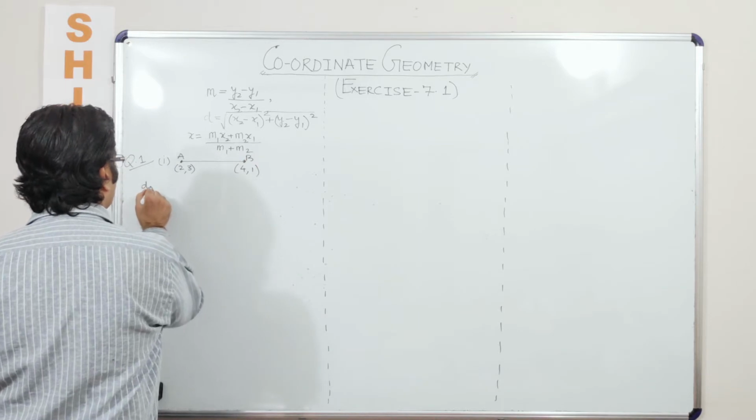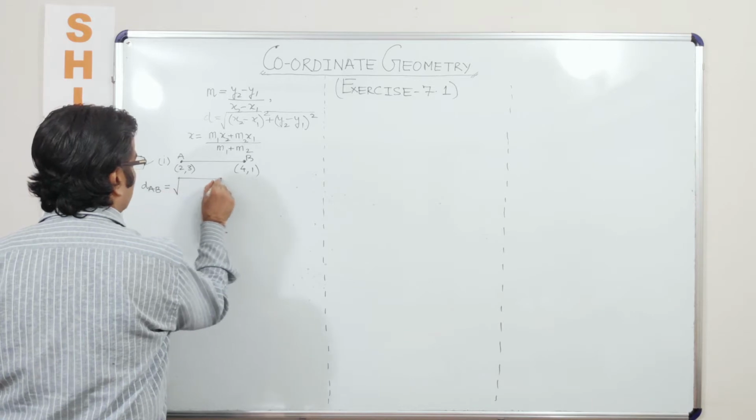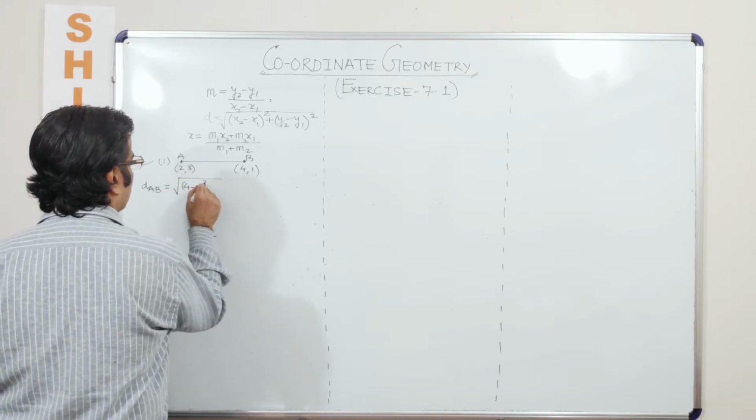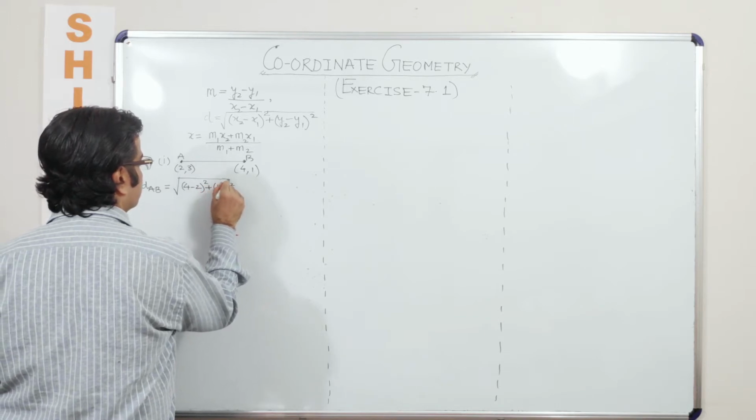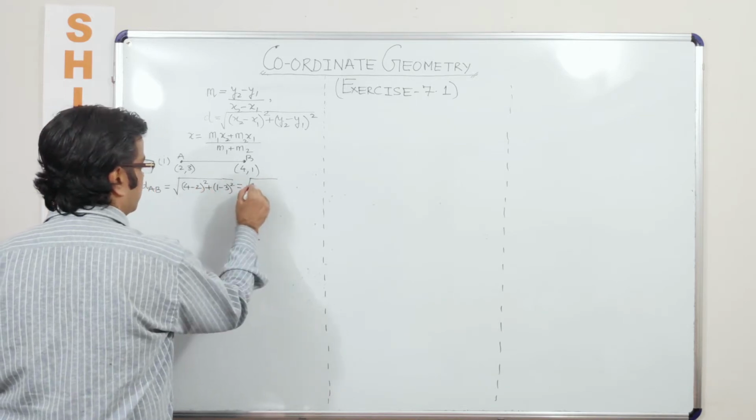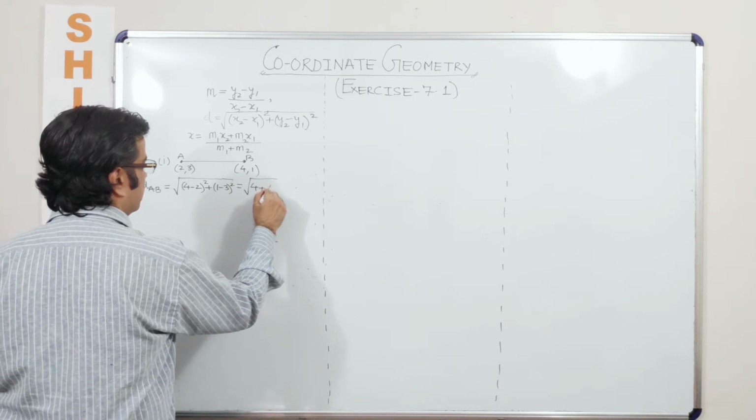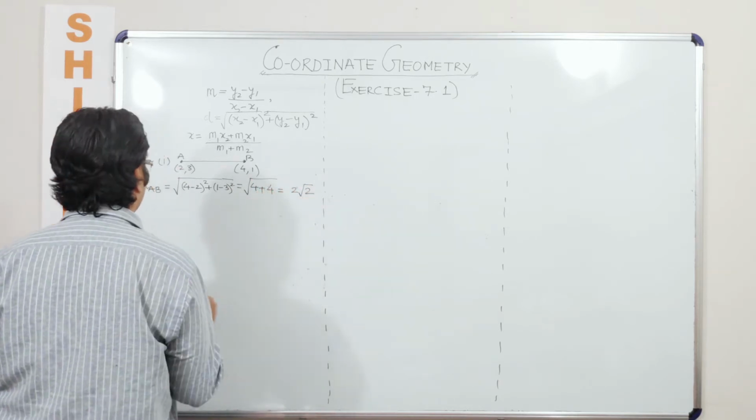So can I put it like this now? The distance between A and B is the square root of (x2 minus x1) whole square, which is 4 minus 2 whole square, plus 1 minus 3 whole square. That is the square root of 2 squared, which is 4, plus another 2 squared, which is 4. So it is the square root of 8, which can be written as 2 root 2 units.